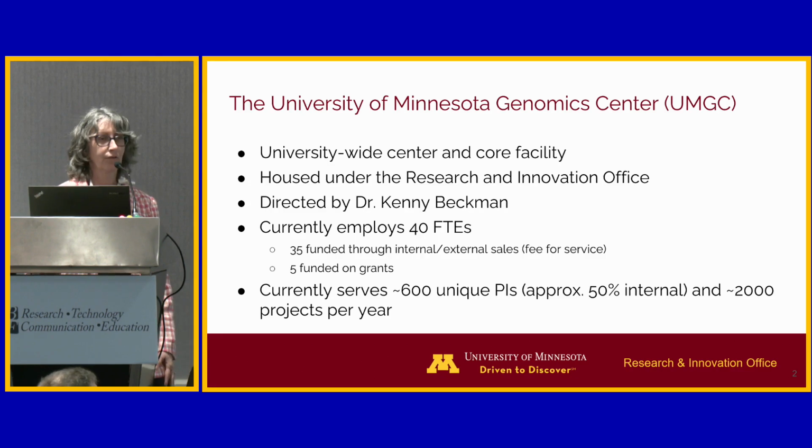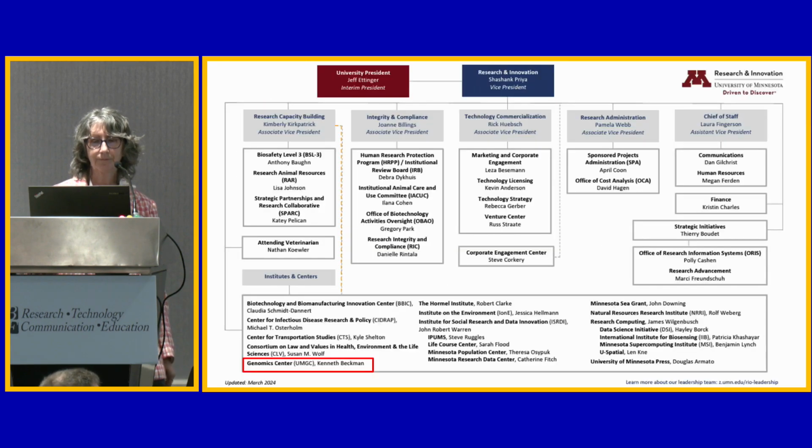It's one of our larger cores at the University of Minnesota, serving about 600 unique PIs, about half of which are internal to the university. It completes about 2,000 projects per year. This just shows the org chart and where UMGC lies, within our Research and Innovation office. They have a direct report to the VP for Research and Innovation, but there's a dash report to me as the AVP.